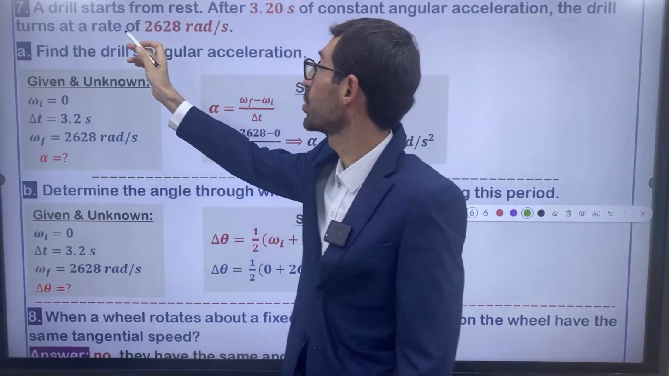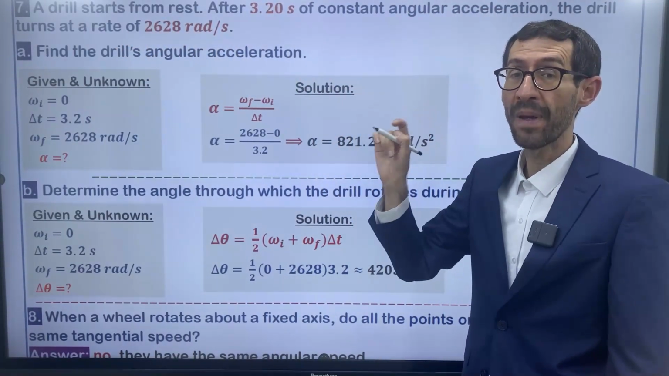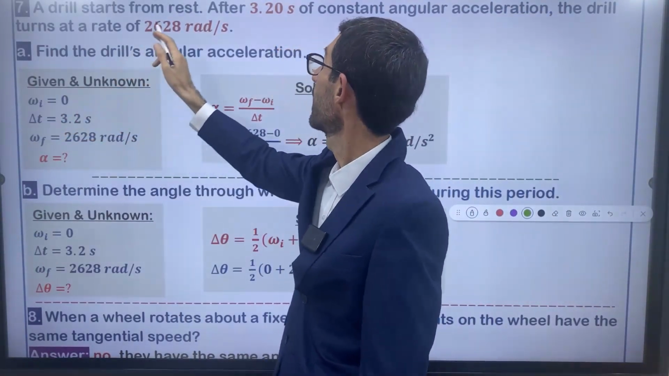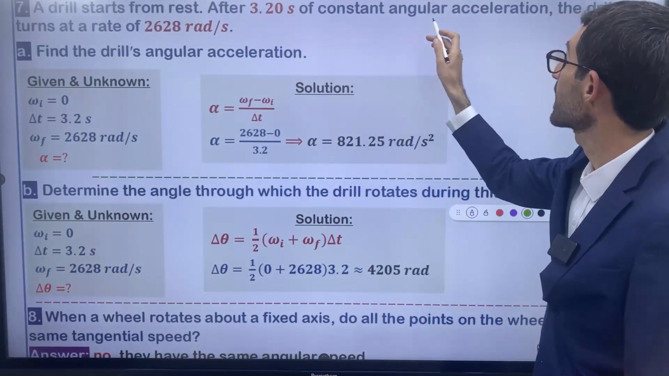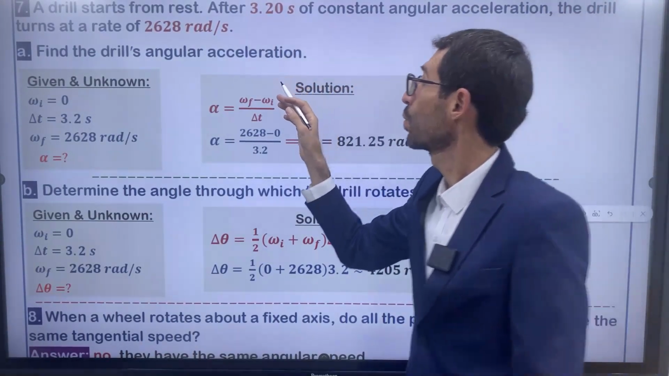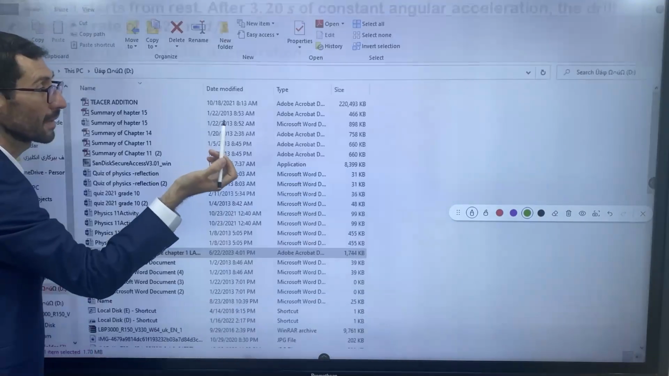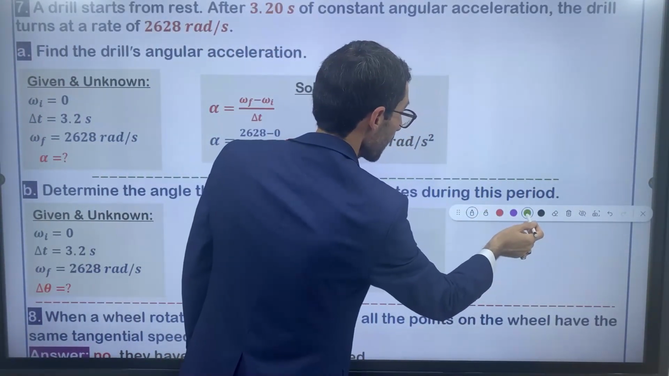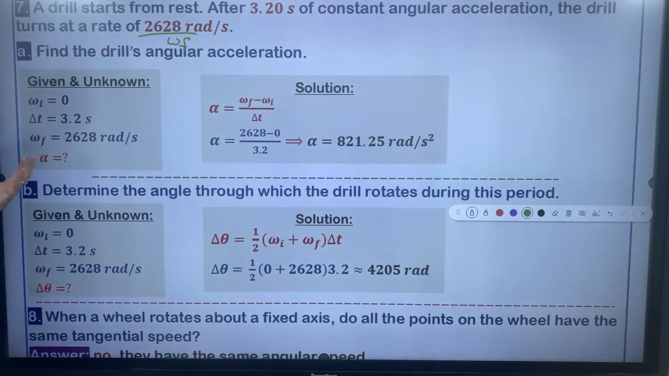Question number 7. A drill starts from rest. You see, it says it starts from rest, means omega I becomes 0. Initial angular speed becomes 0. After 3.2 seconds, delta t becomes 3.2, of constant angular acceleration. The drill turns at a rate of 2,628 rad per second. So this value is the omega final, right? Omega f.